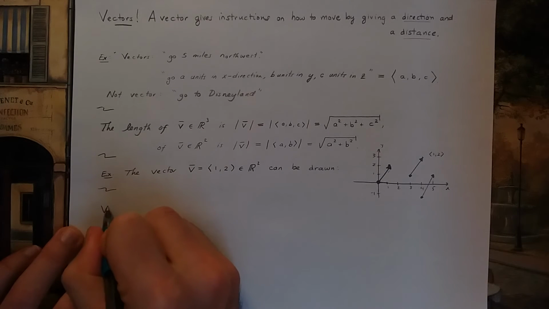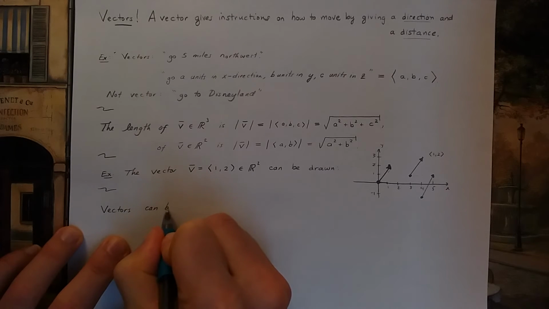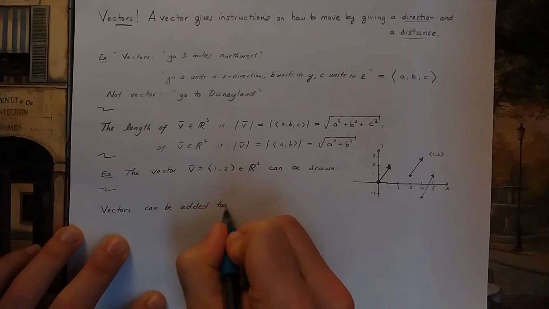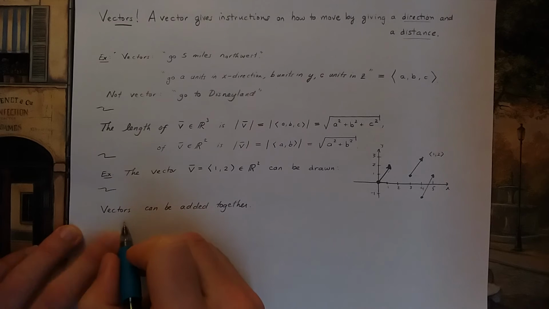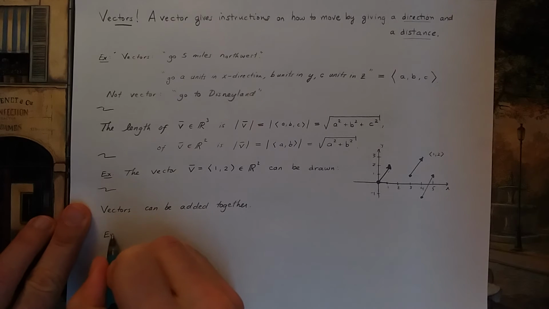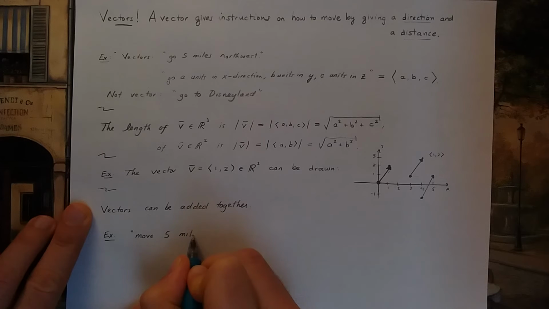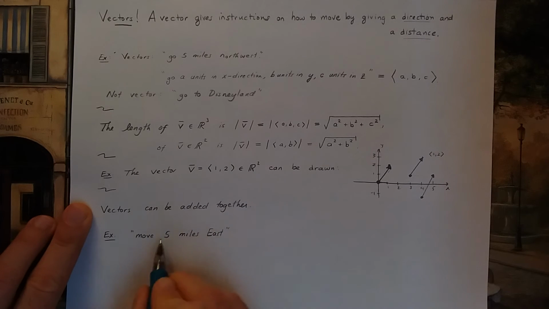So vectors can be added together. Let me do an example of adding 2 vectors together. So what if I said, move 5 miles east? That's a vector. It gives a direction and a distance.